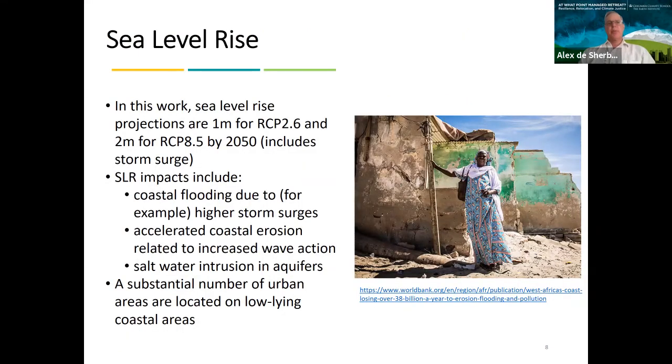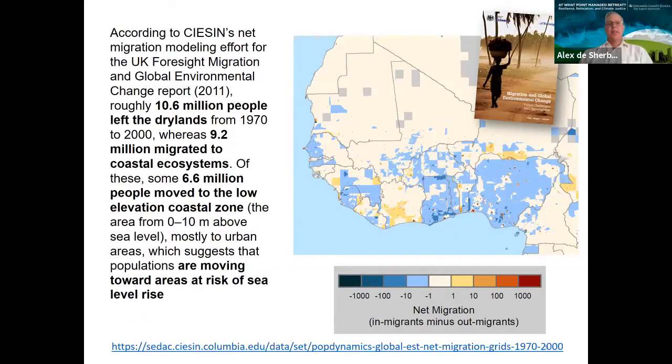The sea level rise estimates were very crude. So this is not an area where we did a lot of nuance like what Kit described in his earlier presentation. We simply used 2 very crude estimates for future sea level rise, one of 1 meter by 2050 and another of 2 meter by 2050. These include things like storm surge, and they're trying to capture not only the effects of actual flooding or inundation, but also things like coastal erosion, wave action, saltwater intrusion in aquifers, and things that we know can affect the livability of locations in the coastal zone. We also know that a lot of urban areas are in this low elevation coastal zone.